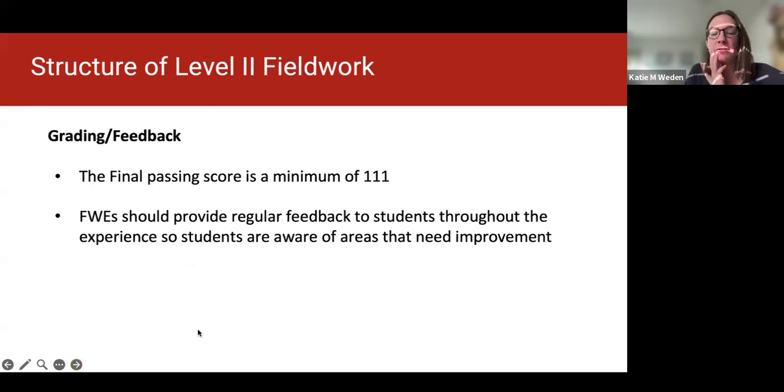So again, the minimum score is 111. I know it doesn't mean a lot to you guys, but when we reach midterm, you'll have a chance to look at that and see where you are in perspective to where you need to be. And we'll have plenty of time to put a plan in place.